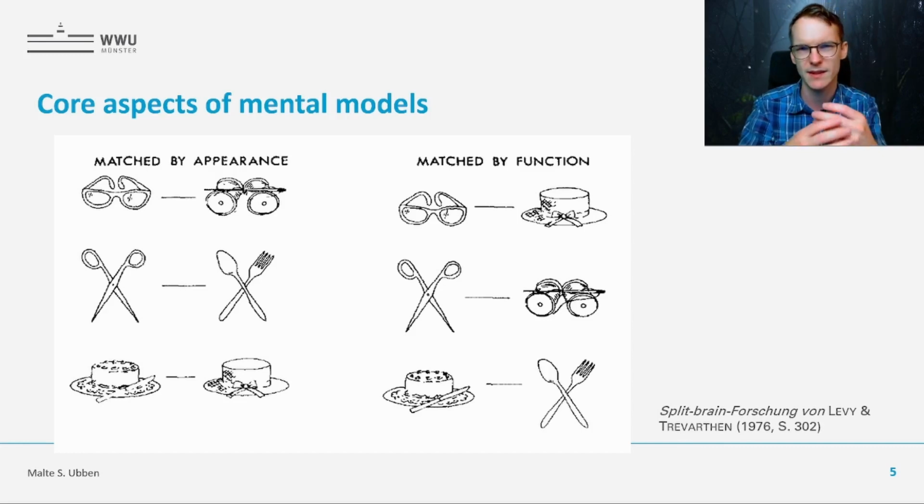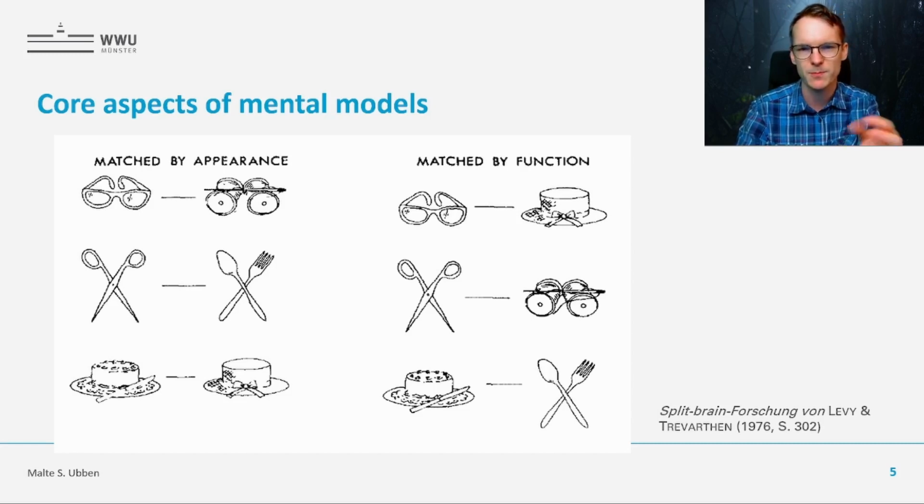It's a functional area, so you match things by function or by appearance, depending on where you look in the brain or which brain parts you use. And here again, illustrated is what Gestalt means, or appearance as it is called in this paper. It's like, yeah, it looks the same. You see the sunglasses look like the yarn, the scissors look like the spoon and the fork and so on.